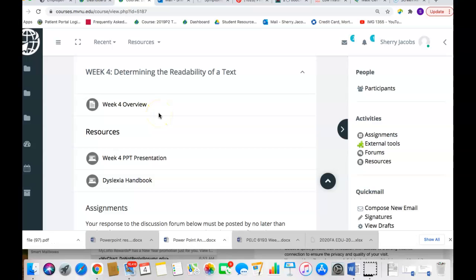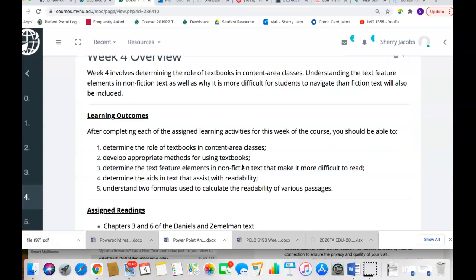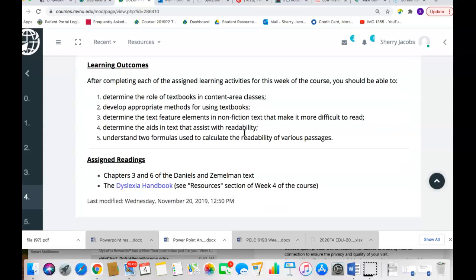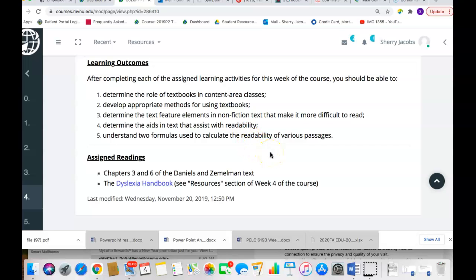Hi, everyone. Let's talk a little bit about week 4. Looking at the overview, we're going to be discussing what happens with the role of textbook and content area classes, understanding what text features mean, and why it's more difficult for students to recognize and navigate nonfiction text than it is fiction text. Here are our learning outcomes.